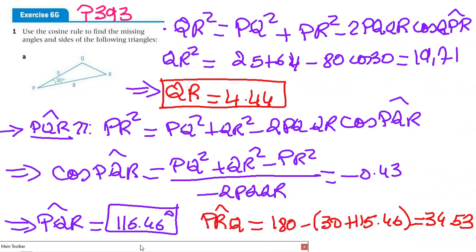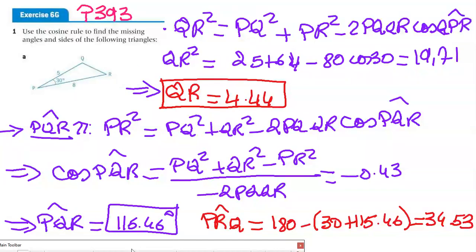Let's start the first exercise. It's page 393, number 1. It's in the book. So let's start with the first one. Use the cosine rule to find the missing angles and sides of the following triangles. And guys, I will not do all the applications, I'll just do some of the parts here.